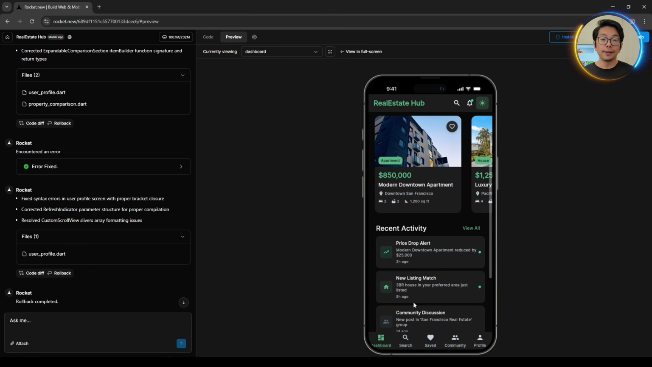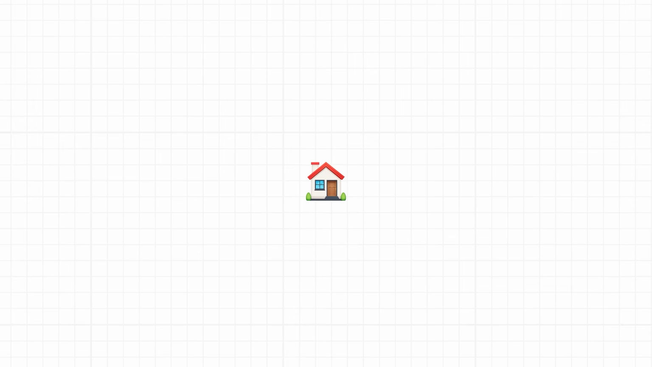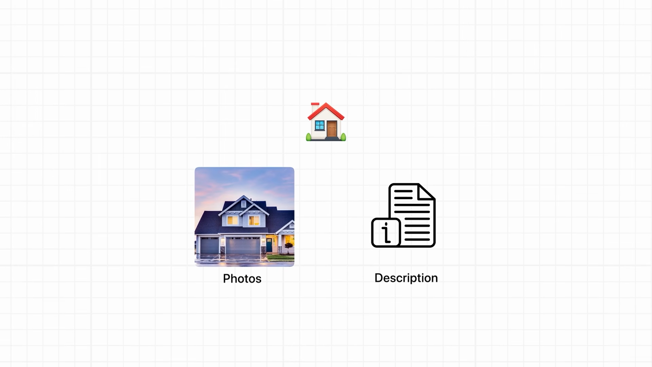And what's even cooler is that if anything breaks along the way, that's totally okay because Rocket detects the error automatically and then offers to fix it for us. There's no debugging skills required. It's just hit fix it, and then the AI handles the rest. Easy peasy.